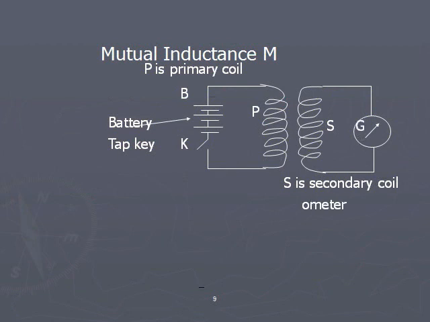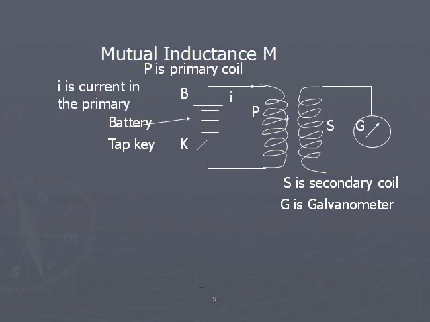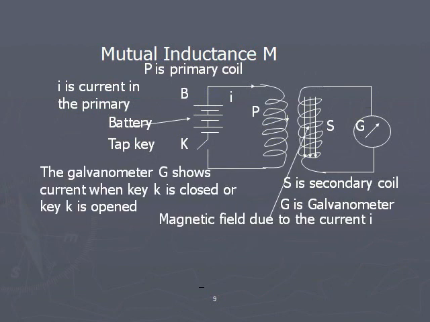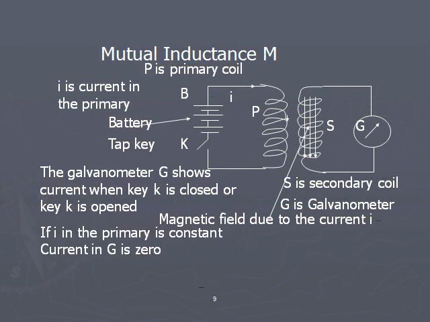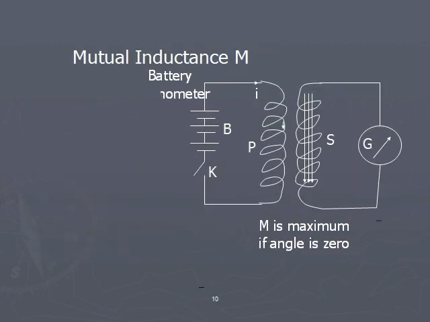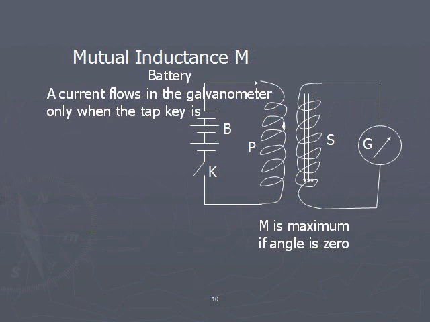Now observe the deflections in the galvanometer by closing and opening the battery key in the primary coil. When you press the tap key, you notice deflection. When you release the tap key, you notice deflection in the galvanometer. But there will be no deflection of the galvanometer when the key is kept closed. That means whenever the current in the primary coil is constant, there is no current in the galvanometer. But the current is shown by the galvanometer whenever the circuit is open or circuit is closed. That is whenever there is change in current.